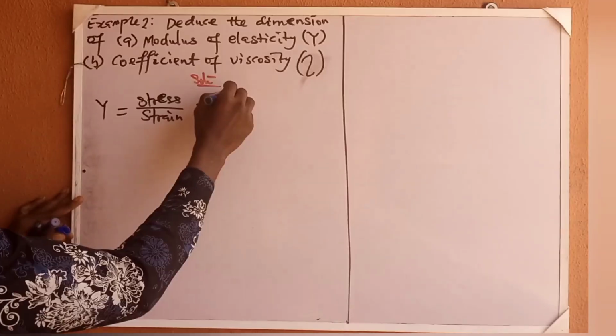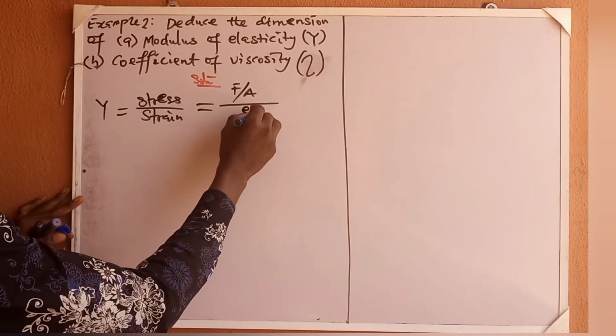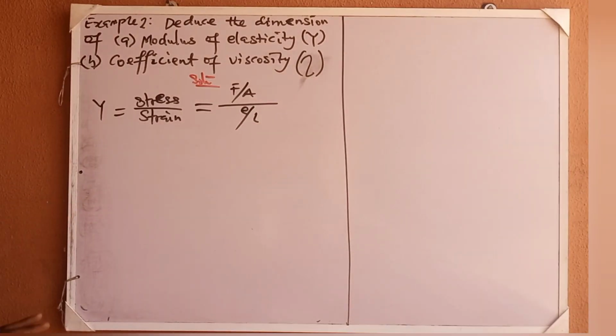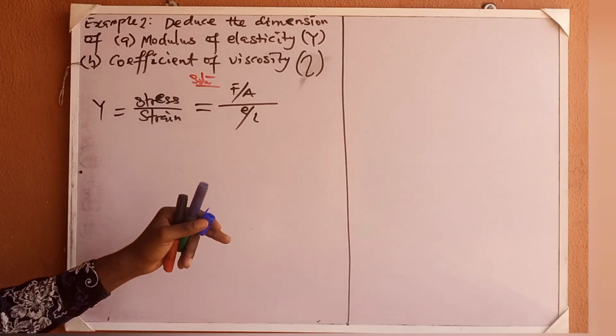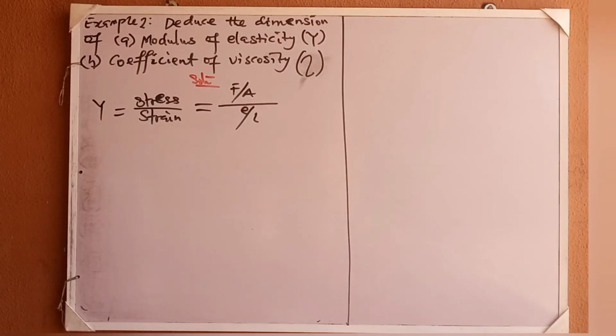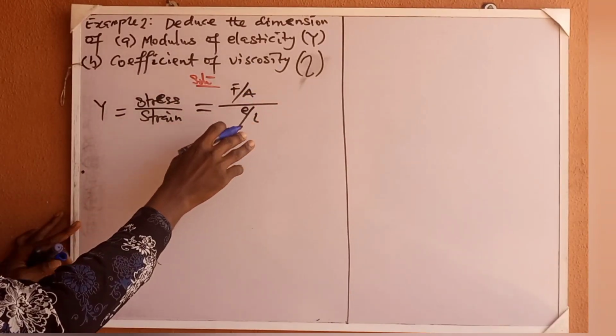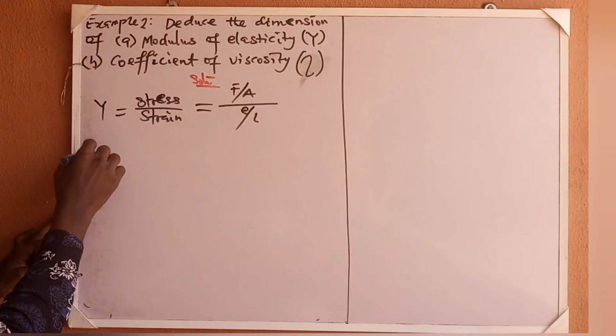Stress alone is force per unit area. Strain is extension over original length. So this is the formula for Young's modulus: stress over strain. Stress is force acting on a unit area. Strain is extension produced divided by original length L. So we're going to put the dimensions of these quantities and we'll get the dimension of Young's modulus.